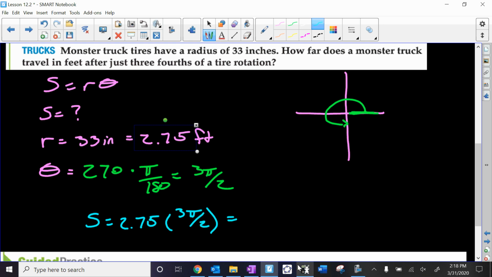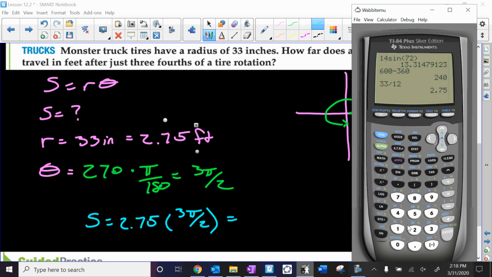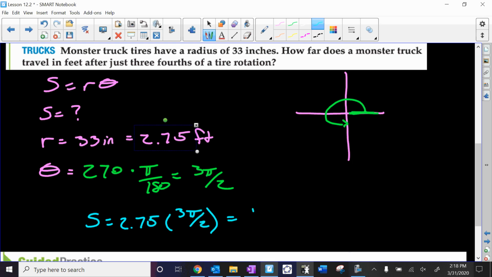I'm going to have to plug this in myself. 2.75 times 3 pi divided by 2 gets us about 12.96, or about 13. I just rounded up to about 13 feet.